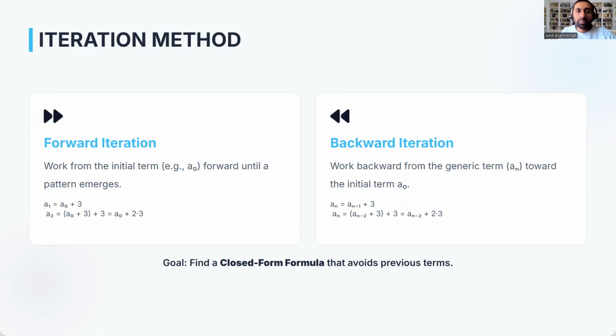Backward iteration, or backward substitution, works inversely. We take the generic expression for a(n), substitute the definition for a(n-1), expand it further to a(n-2), and unravel the math backward until we reach our initial constraints. Both pathways aim for the exact same milestone, eliminating recurrence altogether to establish a deterministic closed form formula.